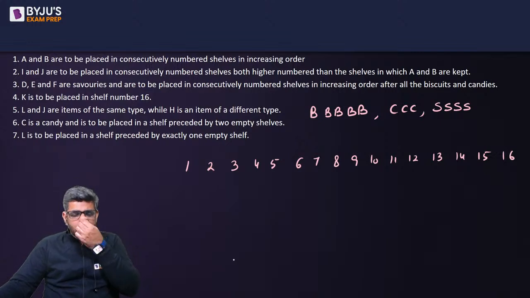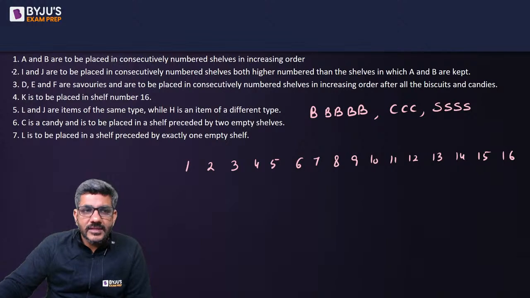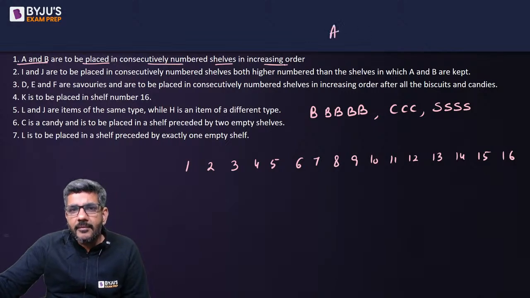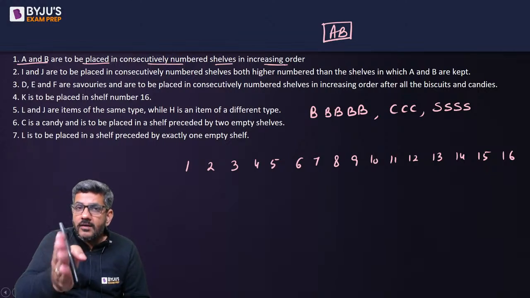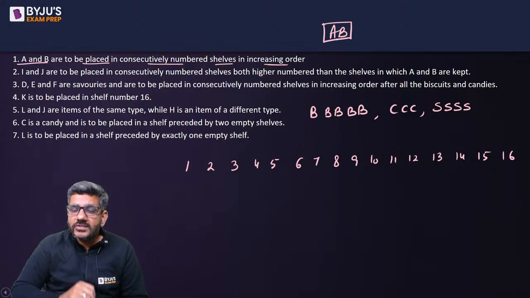So these are the 16 shelves which I have to fill up with these now. Let's start doing them. A and B are to be placed in consecutively numbered shelves in increasing order. So A and B are in increasing order. So I am putting a box on it. Box means the order would remain fixed, that B should be after A because they are in consecutively numbered shelves in increasing order.